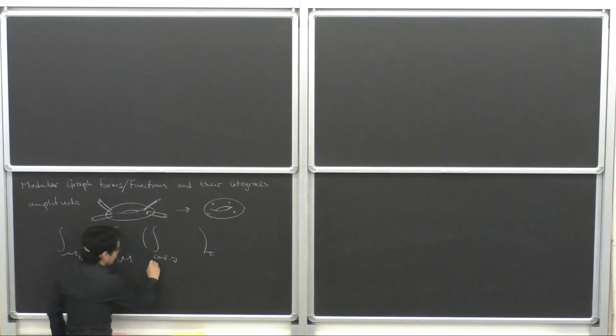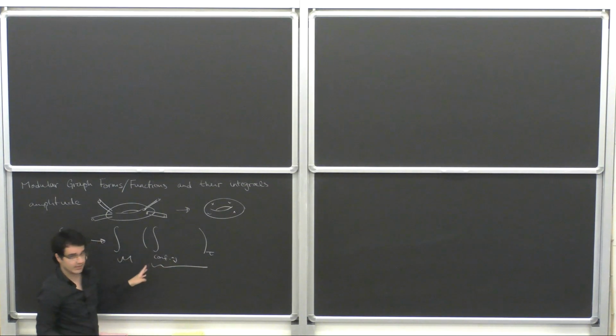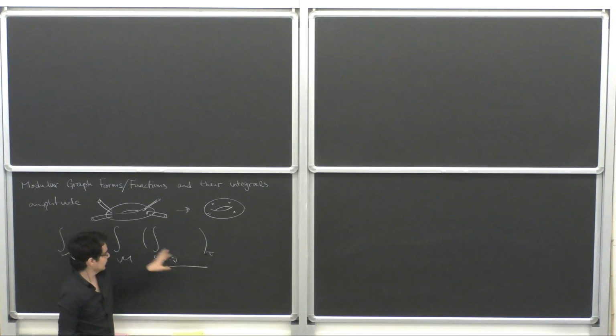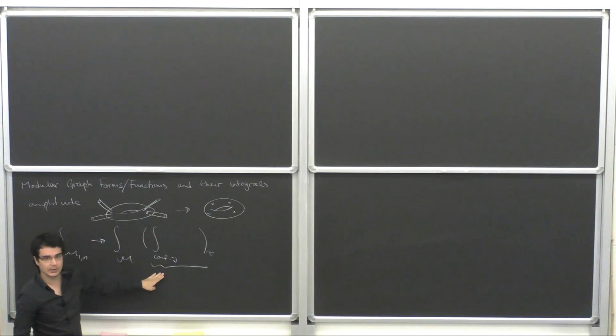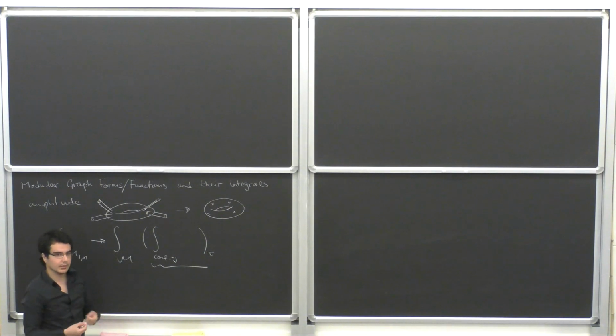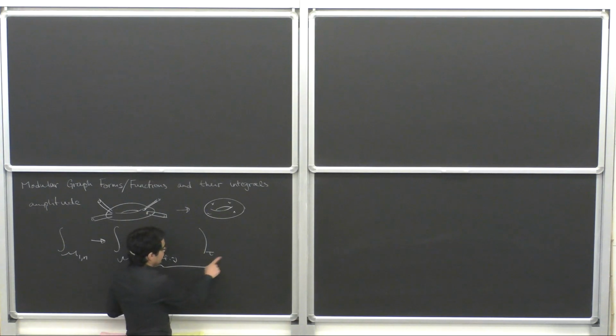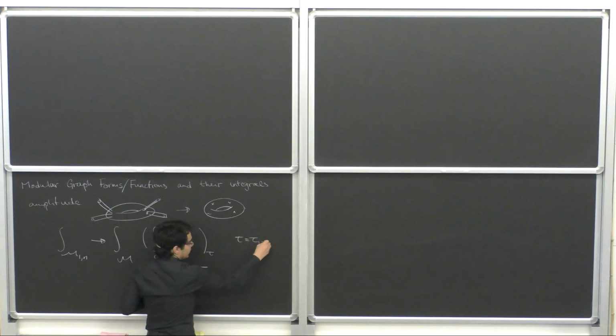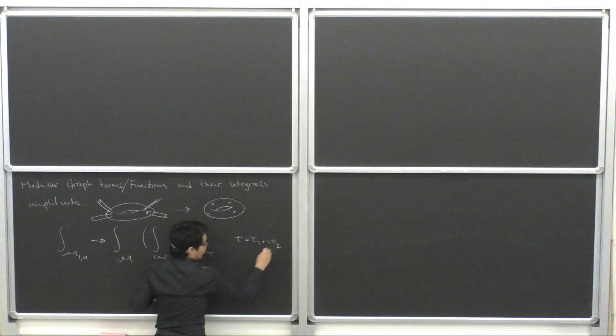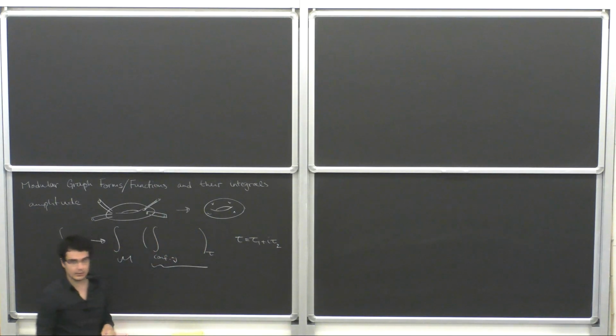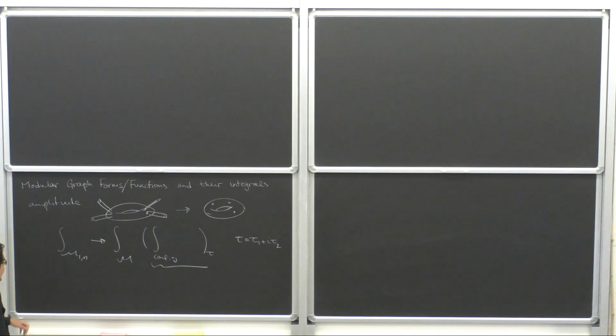The low energy expansion of this object gives us what are called modular graph functions or modular graph forms. You can see them as some kind of Feynman diagrams, but on the torus. By the way, I write tau as tau1 plus i tau2. Tau1 and tau2 are the real and imaginary parts of tau. So, how can we write them?